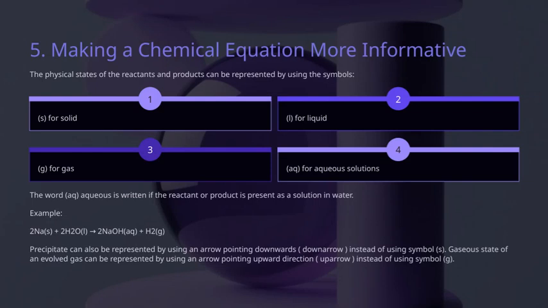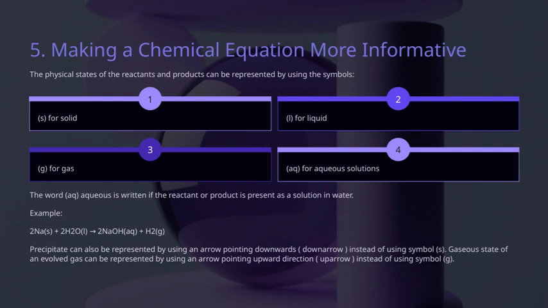On this slide, we're exploring how to make chemical equations more informative. When writing these equations, we include symbols to show the physical states of the reactants and products. For example, S indicates a solid, L a liquid, AQ means the substance is in aqueous solution, and G stands for gas. We can also use arrows to show the formation of precipitates and gases.